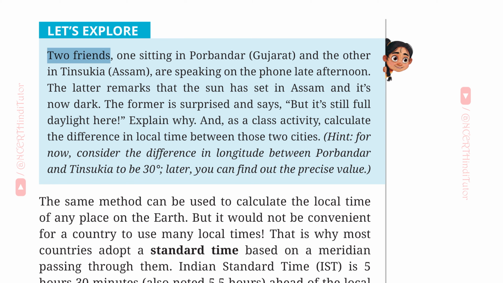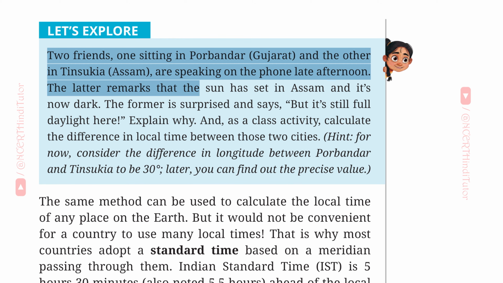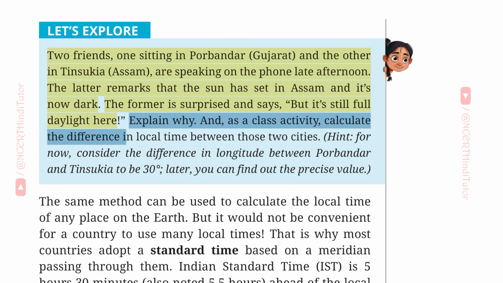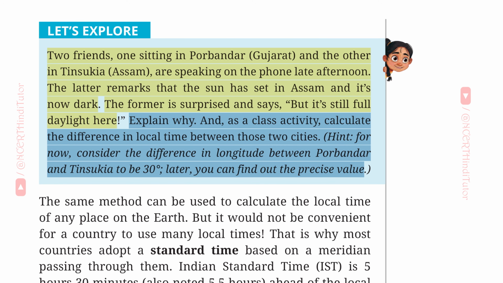Next, two friends, one sitting in Porbandar, Gujarat, and the other in Tinsukia, Assam, are speaking on the phone late afternoon. The latter remarks that the sun has set in Assam and it's now dark. The former is surprised and says, but it's still full daylight here. Explain why and, as a class activity, calculate the difference in local time between those two cities. Hint, for now, consider the difference in longitude between Porbandar and Tinsukia to be 30 degree. Later, you can find out the precise value.